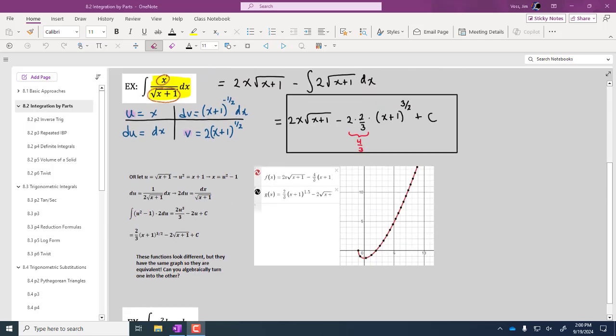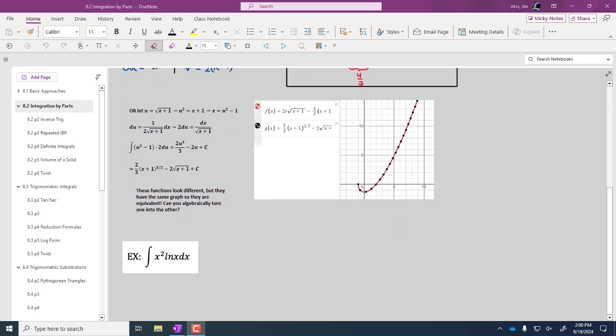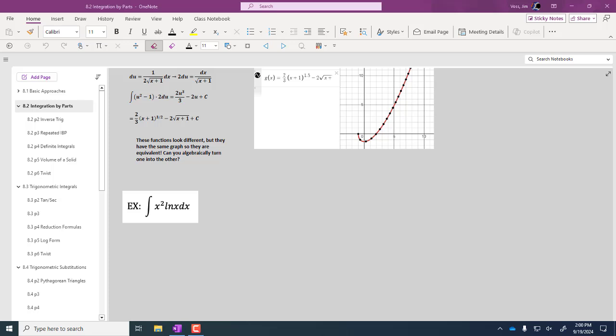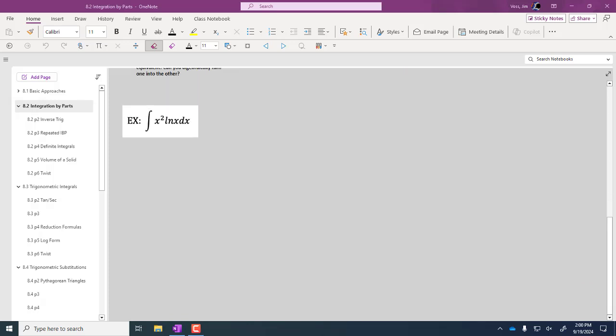We skipped over this problem, we did the first problem, then I didn't see that it was lingering down at the bottom. So let's do another integration by parts on this problem, and then we'll carry on.